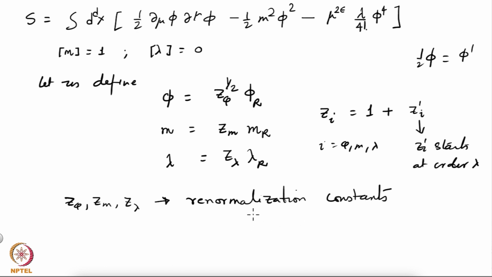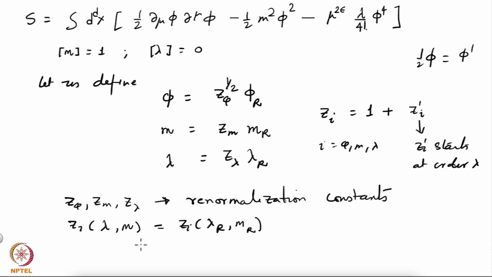are called renormalization constants. These z's are functions of lambda and m. Because lambda is a function of lambda r, and m is a function of lambda because there is a factor of zm, zm depends on lambda and m, but lambda is a function of lambda r and m is a function of mr. So all these zi's are basically functions of lambda r and mr, because of these relations.